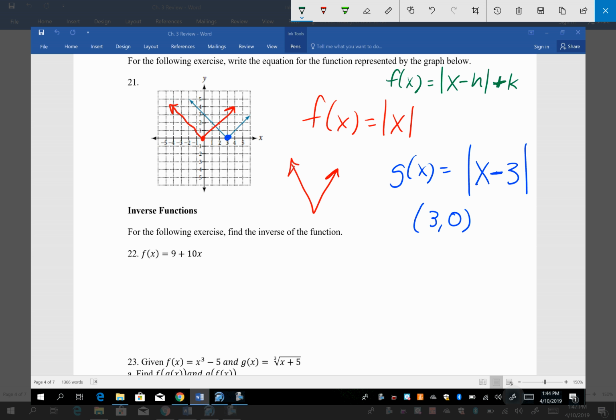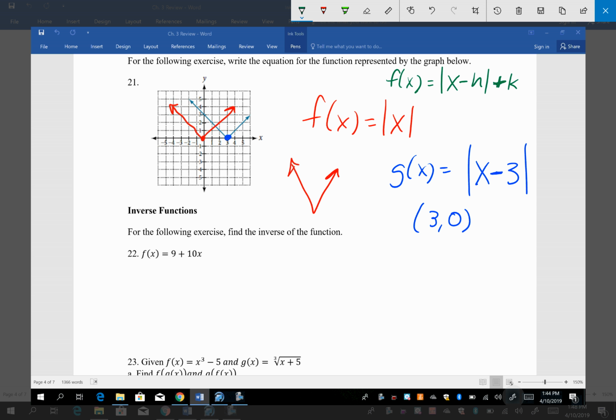Does it move up or down? No, so my k is nothing. But if I had moved it up or down, then the k would be a different number, like plus something or minus something. I was just showing you a way to check. That's 3, 0. So when you plug this in, you better get 3, 0. 3 minus 3 is 0. Absolute value of 0 is 0. Questions on 21?